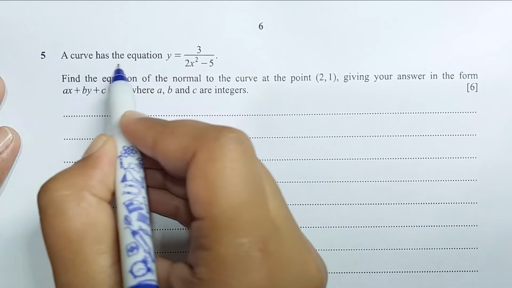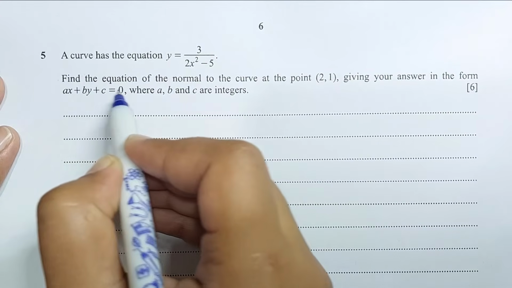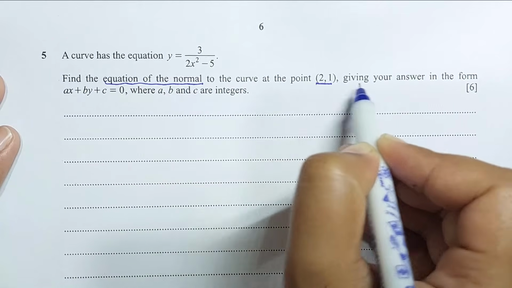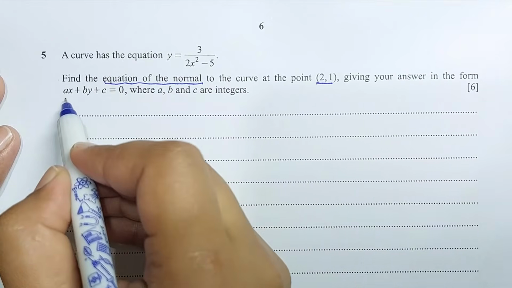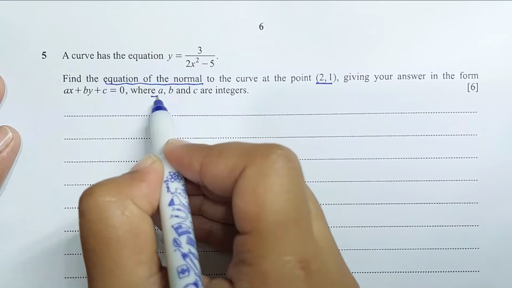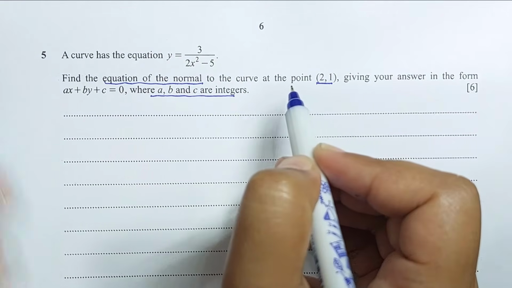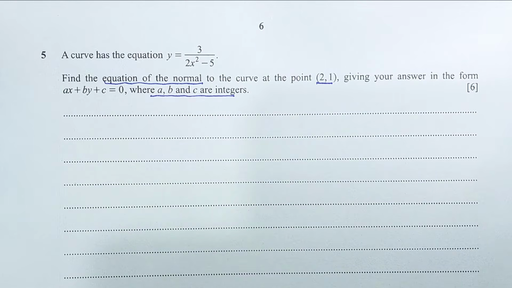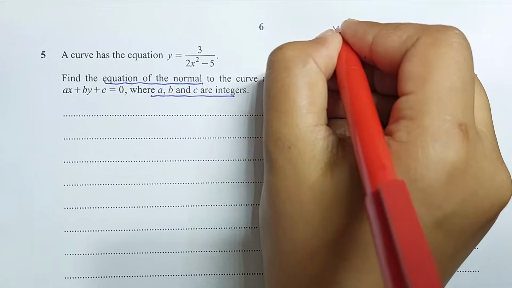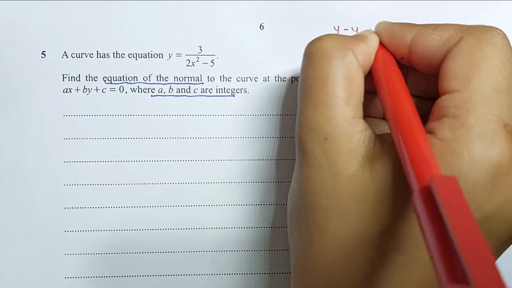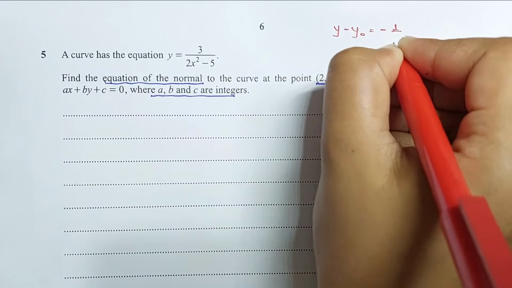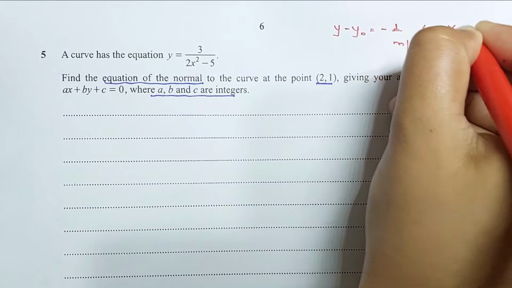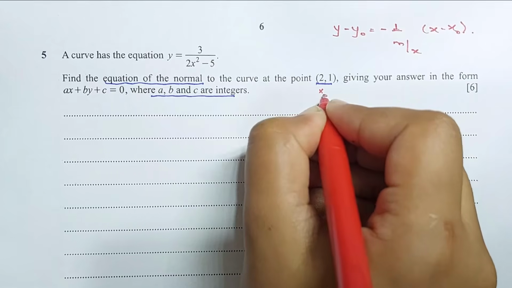Question number 5. A curve has an equation y equals this. Find the equation of the normal to the curve at the point (2, 1), giving your answer in the form ax plus by plus c equals 0, where a, b, c should be integers. Okay, we have to find the equation of the normal. So first let me write down what the equation of the normal is. The equation of the normal is y minus y naught equals negative 1 over m times x minus x naught. So this point is x naught and y naught.